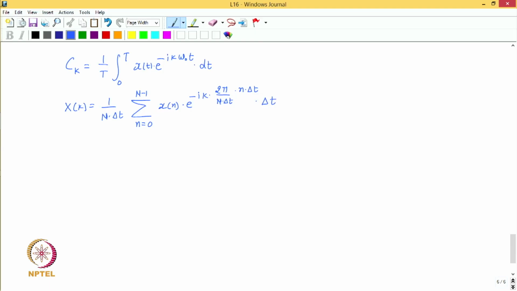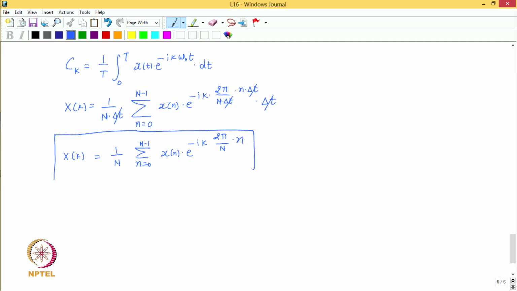So, we see from here that this delta t cancels out, and then we are left with 1 by N summation n equal to 0 to N minus 1 x of n e to the power minus i k 2 pi by N into n, because this delta t also cancels out from here, right, and then this is nothing but x of k. So, this is the expression we are now getting for x of k.